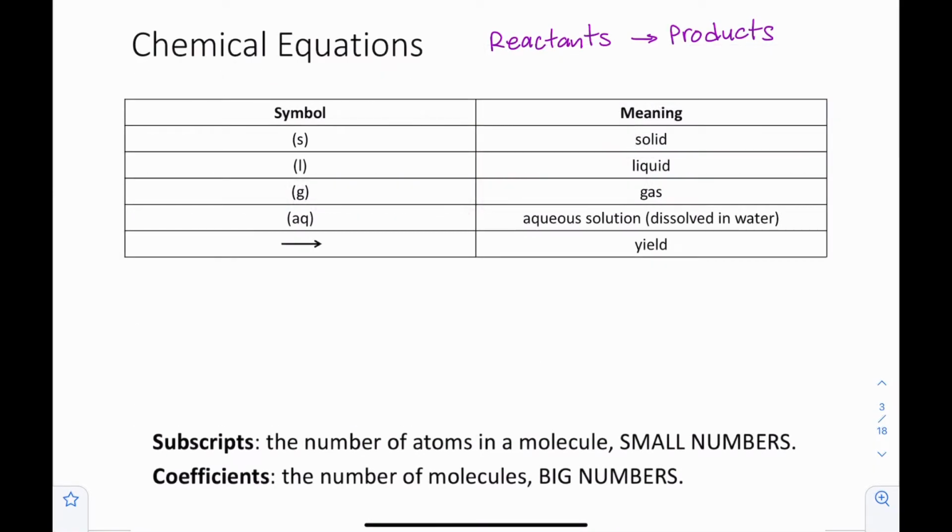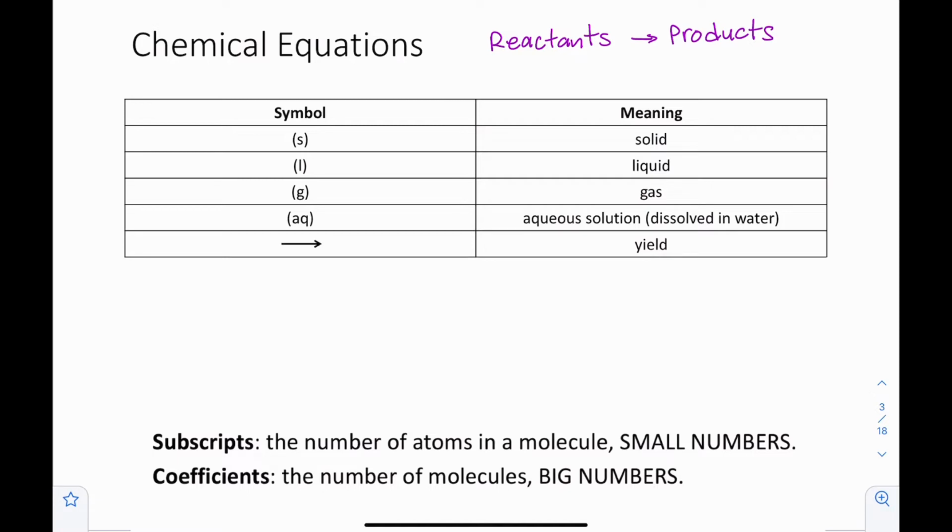Before I show you how to balance an equation, let's review what chemical equations look like and some of the things you'll see in an equation. Some equations will include the phases of each substance. S means solid, L is liquid, G is gas, and AQ means an aqueous solution. Chemical equations also have an arrow that separates the reactants and the products. So the reactants are on the left, the products are on the right, and there's an arrow in the middle called the yield sign, so reactants yield products.